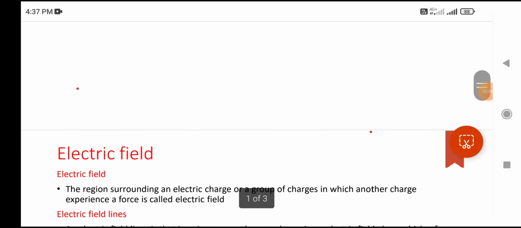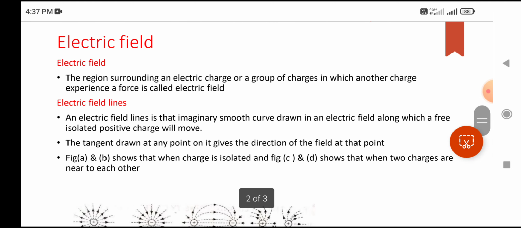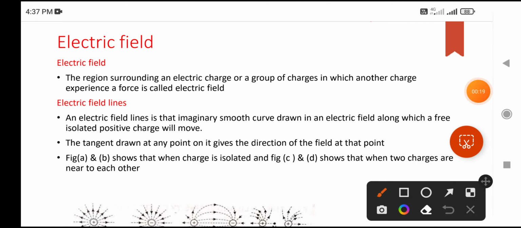So today's topic is electric field. This electric field is taken from electrostatics, right? The definition of electric field is: the region surrounding an electric charge or a group of charges in which another charge experiences a force is called electric field. For example, let there be a group of charges or a single charge, right?